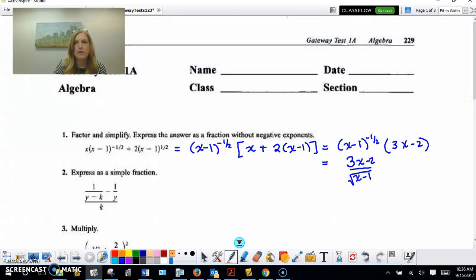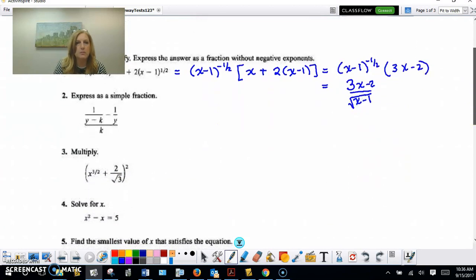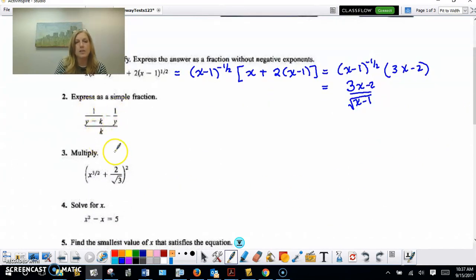All right, looking at the next problem, number 2, working with fractions. We're going to utilize this technique, multiplying by a form of 1. We look at each of these many denominators, which would be here, here, and this one doesn't have a denominator, you can think of it as being over 1. What is the least common denominator of these 3 many denominators? It's going to be y times y minus k.